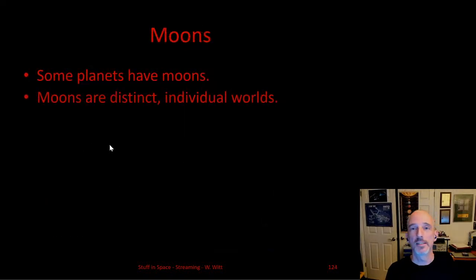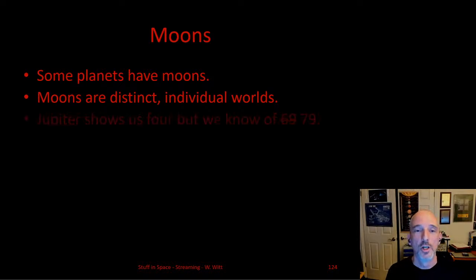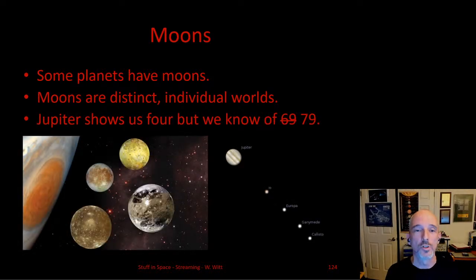Moons. Some planets have moons. Of course, we have our moon, right? Other planets have a lot more. Moons are distinct individual worlds. And for Jupiter, we know that there are, again, here I had to make an update, it was 69 when I first made these slides. And hey, now we can count 79 moons for Jupiter.